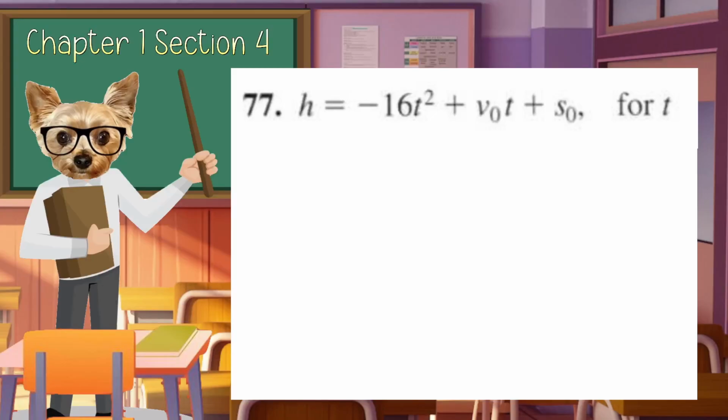Hey everybody, in this video we are in chapter 1 section 4, and the problem, I didn't crop the entire directions, but basically it's saying, hey, here's this equation, solve for the indicated value, variable, whatever. So in this one we're given the equation for basically projectile motion, or height of an object that's projected upward. So it's h equals negative 16 t squared plus v sub 0, or v naught, initial velocity, t plus s sub 0, or s naught, which is initial height, for t. So they want us to solve for t.